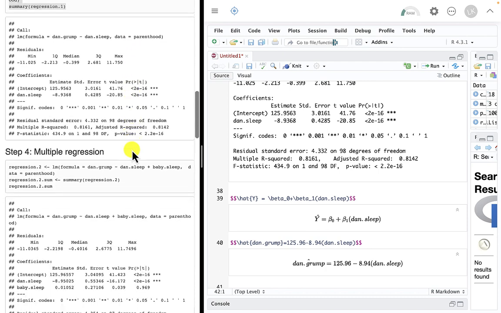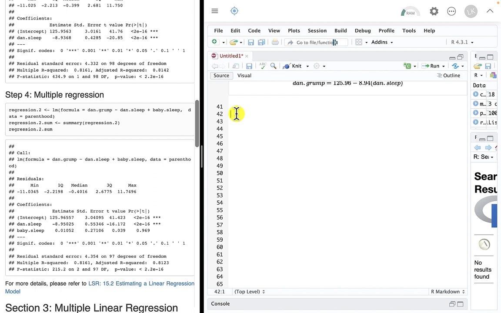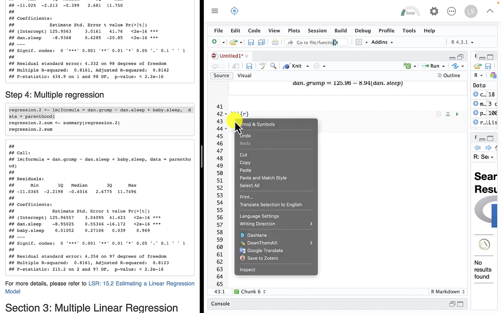All right, next. The next step is, well, that's great for one variable, but we never need just one variable. We almost always want more than one variable. So what about multiple regression? So let's take a look at multiple regression. So we'll do another regression model. All right, we'll call this regression 2.